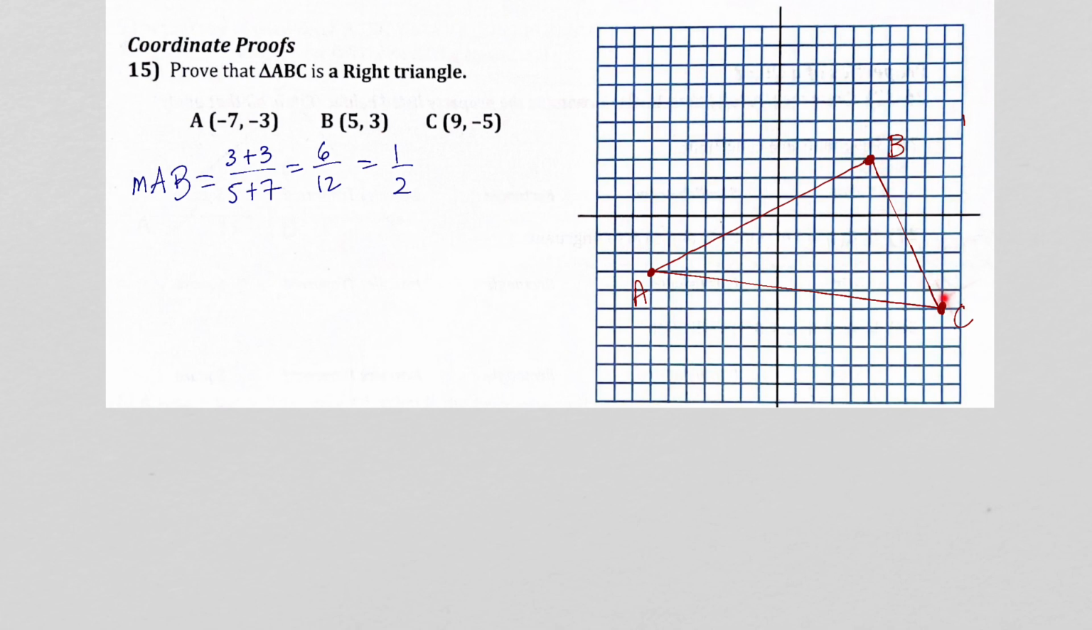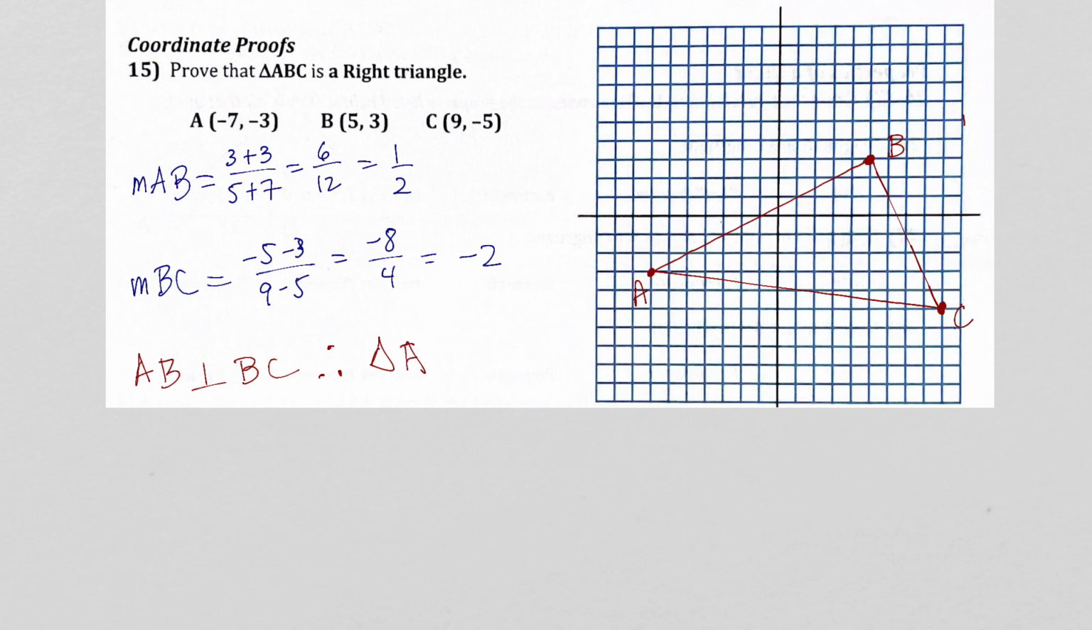Now we're going to find the slope of BC. y2 minus y1 is negative 5 minus 3 over x2 minus x1, 9 minus 5. This is negative 8 over positive 4, which reduces to negative 2. These are opposite reciprocals. So therefore, we know that AB is perpendicular to BC. Therefore, triangle ABC is a right triangle.